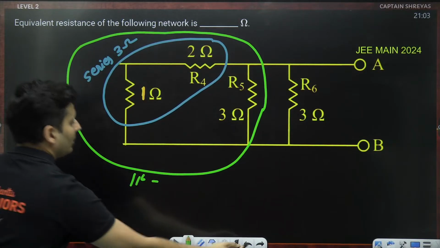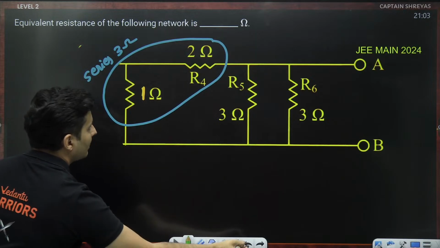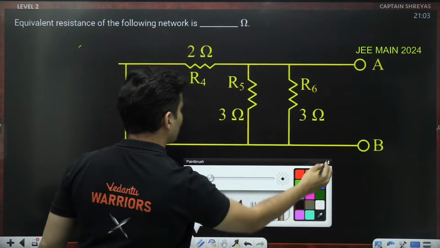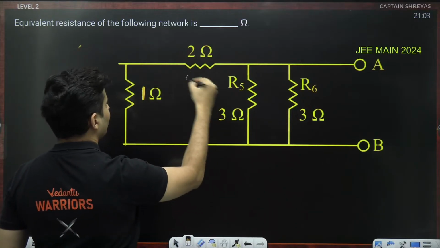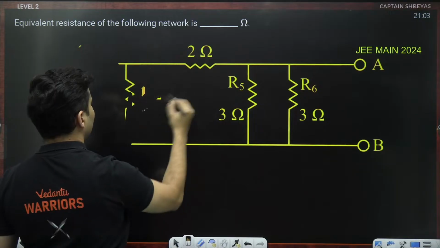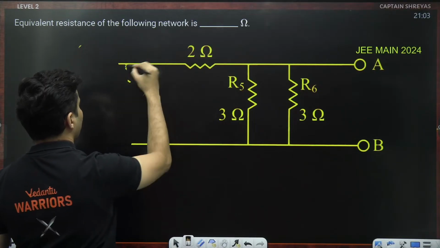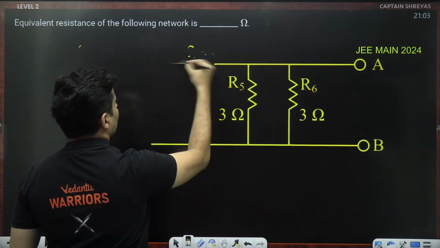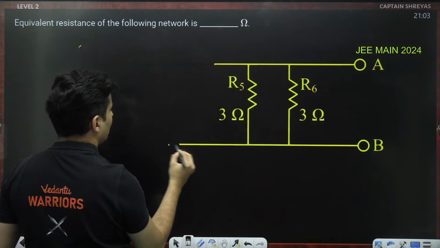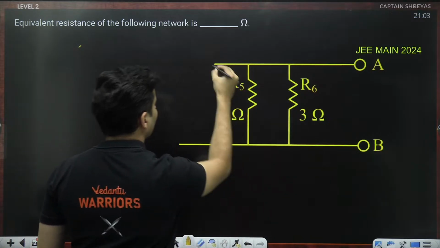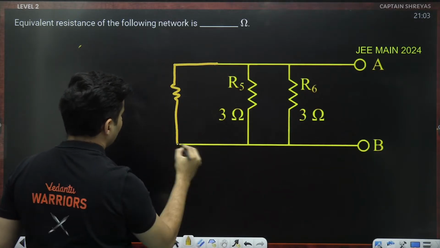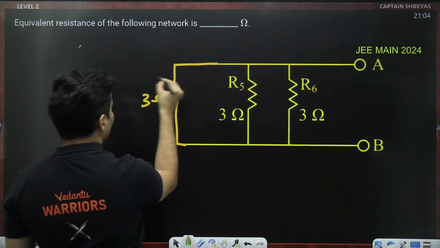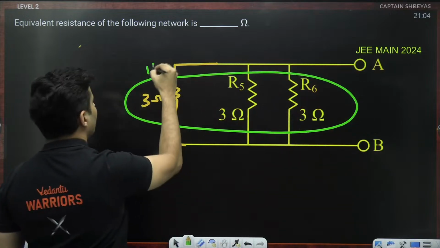Actually, forget that. Well, there is one more resistor there. For now, let's just combine these 2. So let's just forget this. And just connect just a 3 ohm resistance. 3, 3, 3. All these 3 ohms are now in parallel.